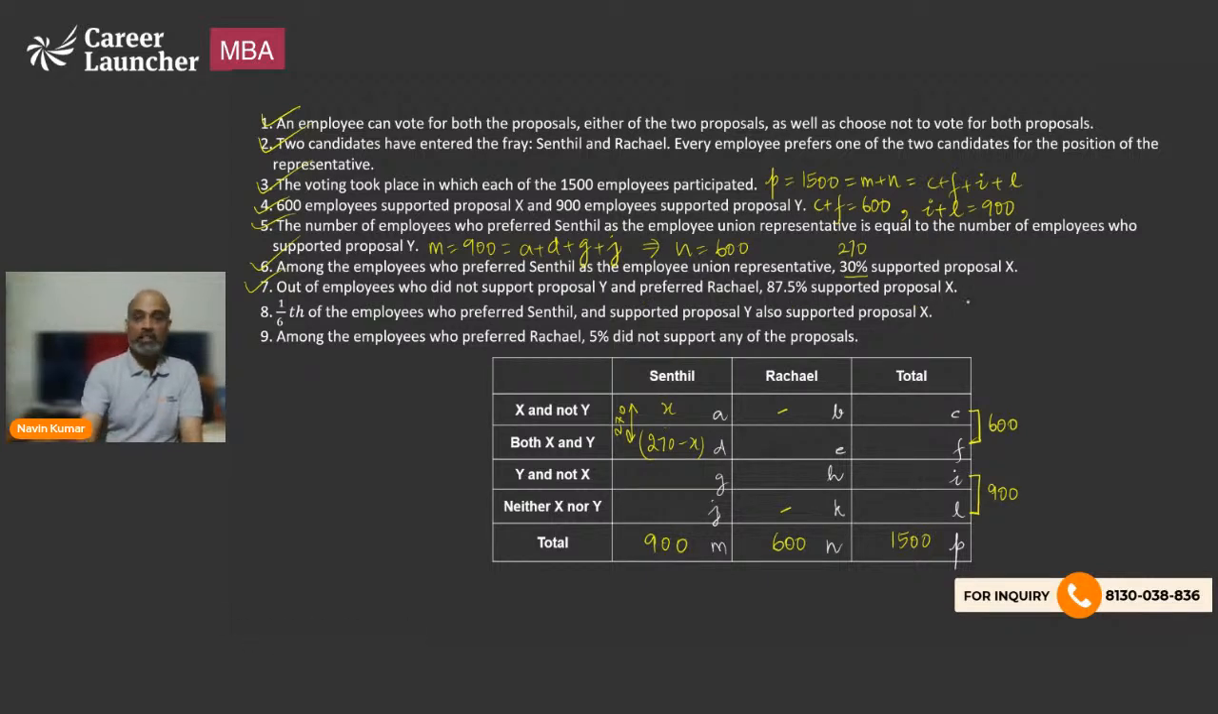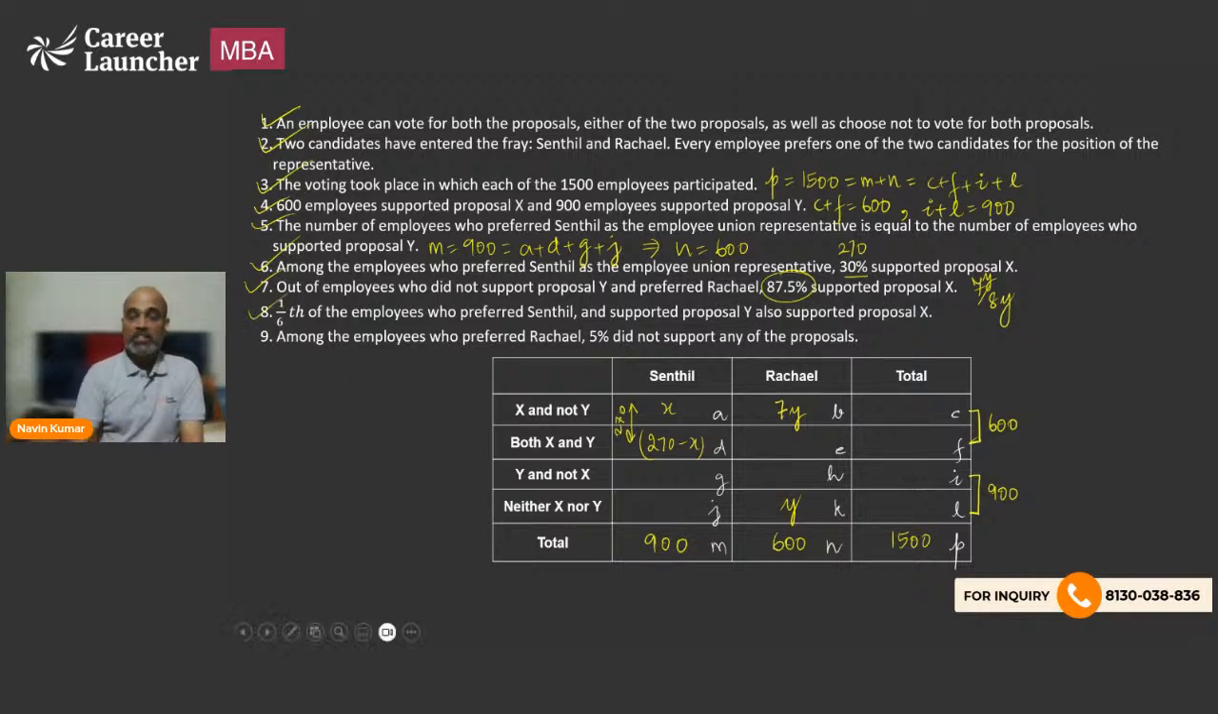87.5% supported proposal X. 87.5% is nothing but 7 upon 8. So I'm saying if this total is 8X, or sorry 8Y, then 7Y is over here. So that means Y is over here. So what I mean is that between these two cells, if the total is 8Y, 87.5%, that is 7 by 8 of that 8Y, exists in that particular cell which favors proposal X. Proposal X is favored here. This is not there. So this ratio is given indirectly as 7:1.